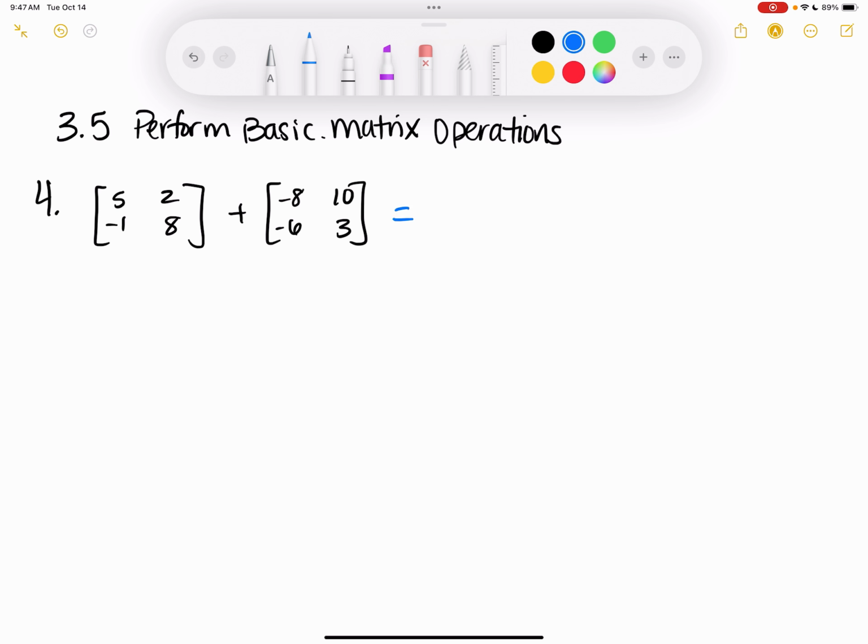All right, so when we are adding and subtracting matrices, this will not apply to multiplying. We don't really divide matrices. But we add into the same spot. So this would be 5 plus -8, so in the top left corner we would have -3. We would then have 2 plus 10 is 12 in the top right corner. Bottom left, -1 plus -6, so -7. And then bottom right, 8 plus 3, so 11.